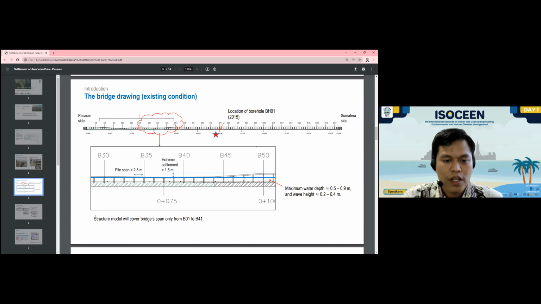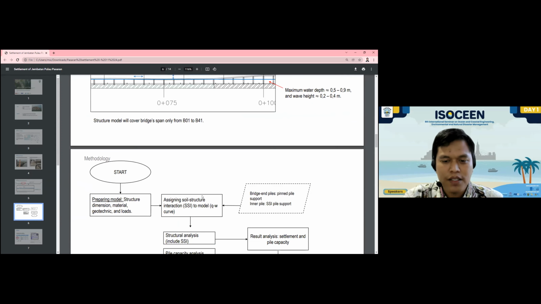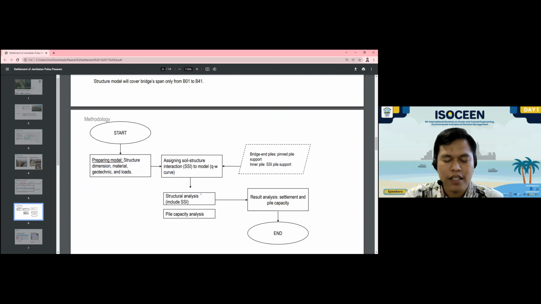And the structural model we will calculate will cover the bridge span only from P1 to P41. And this is how we conduct the structural analysis as well as the soil structure interaction model. First, we prepare the model. They are structural dimension, material, geotechnique, and load acting on the bridge.